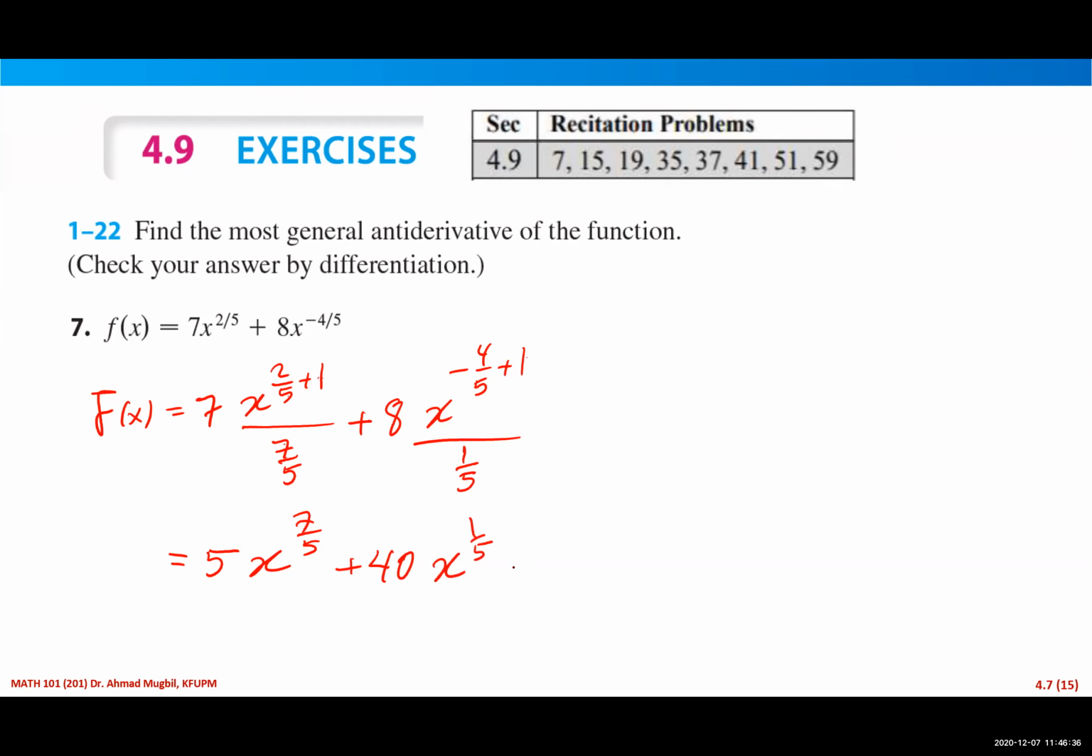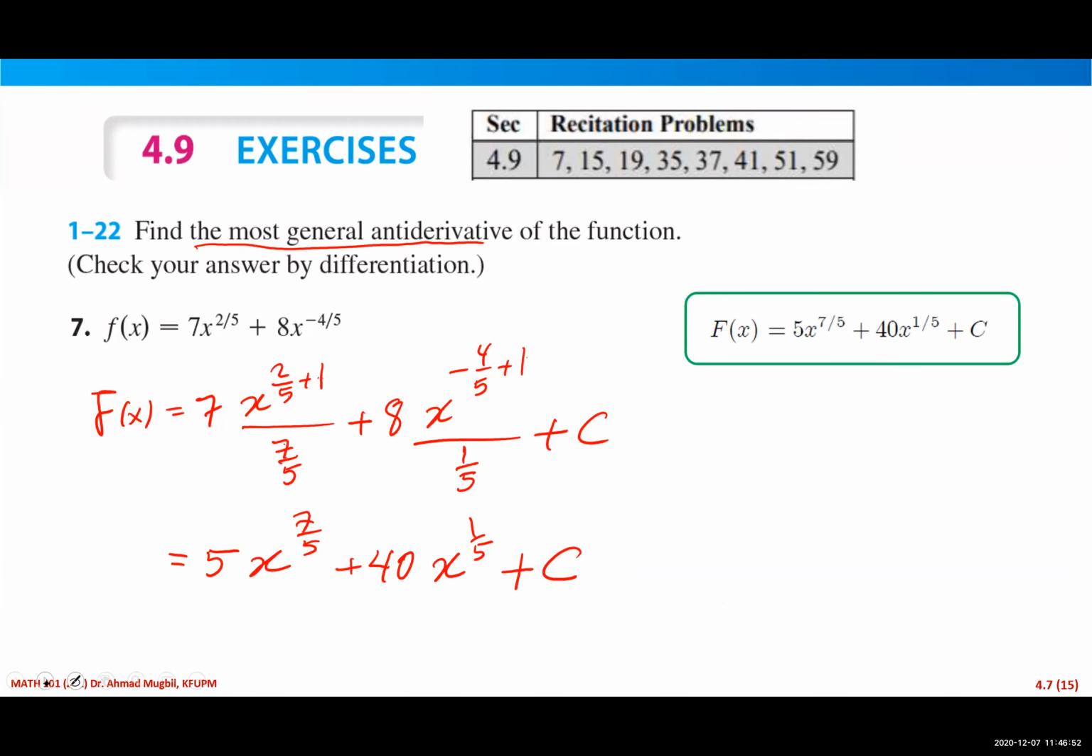Plus what? Plus what, guys? Plus C. Plus Mr. C. Don't forget Mr. C. Okay, so this is the most general antiderivative for this function.